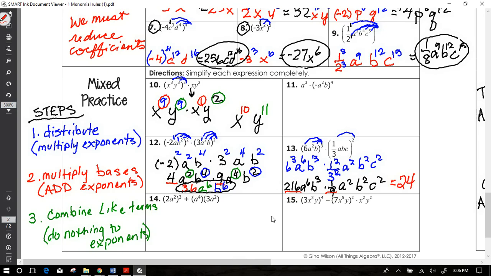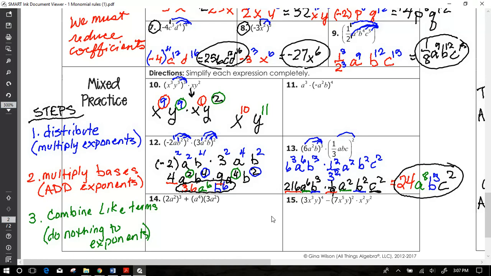Okay. Now I'm going to do my variable terms. So the a's, I have 6 and 2 is 8. The b's, I have 3 and 2, which is 5. And then the c squared, I don't have any other c's to put that with, so I just keep it c squared. And that's my final answer.